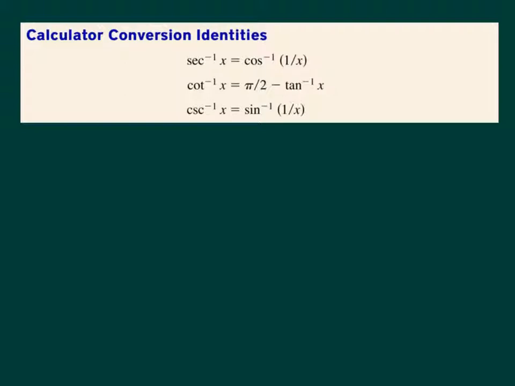Because your calculator doesn't have secant, cotangent, or cosecant, if you want to use them on your calculator you will need to know these identities, where the inverse secant is equal to the inverse cosine of 1 over x. The inverse cotangent is equal to pi over 2 minus the inverse tangent of x, which we already saw from the previous one. And the inverse cosecant is equal to the inverse sine of 1 over x. That will help you when you are trying to check things with your calculator.